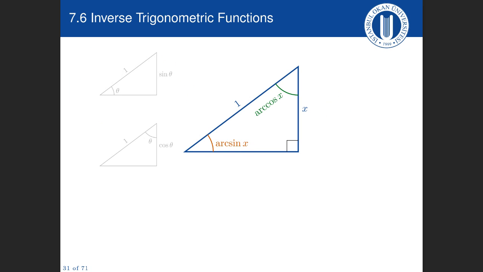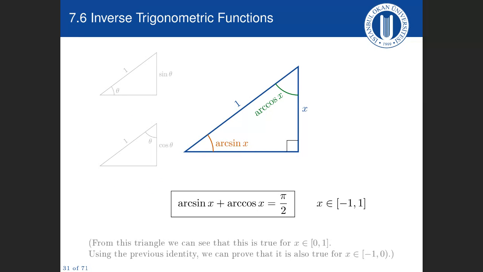And the other angle in the triangle is arccos x. For the same idea, looking at this little grey triangle over here, if that angle is called theta, then we can see that the height of the triangle x is the same as cos theta. So if x is cos theta, then theta is equal to arccos x. What is the sum of angles in a triangle? Of course, the sum of the three angles in a triangle is 180 degrees, or pi. So arcsine x plus arccos x must be equal to pi over 2.